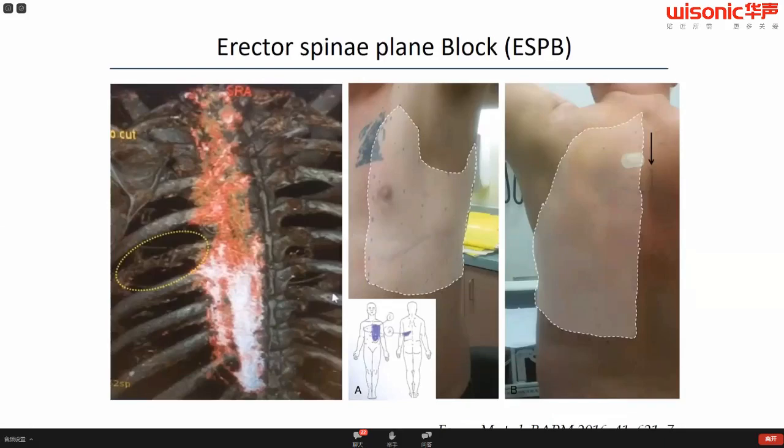And they also found that the contrast dye could be shown in the area of the spinal nerves at this level, and this would explain the covering of the anterolateral parts of the chest.